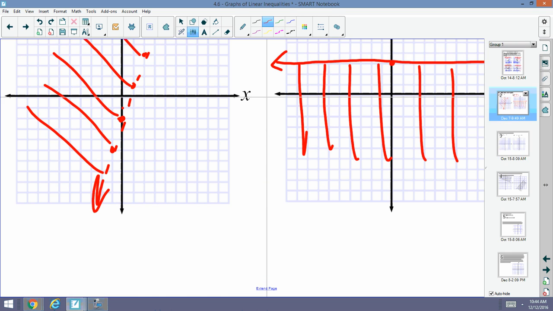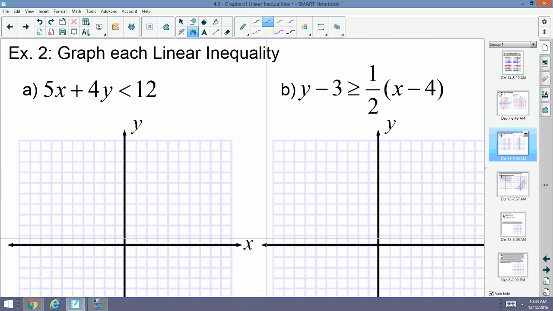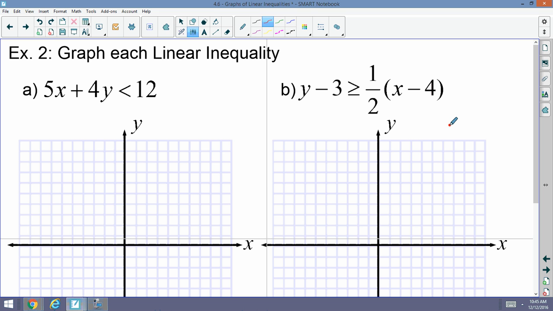Let us continue then, please. Okay, next. Ooh, what do I do here first, guys? Yes, sir, my brother. Yeah, you're going to solve for y. I'm very proud of you, kid. So then I have 4y is less than negative 5x plus 12. Then what, my man?